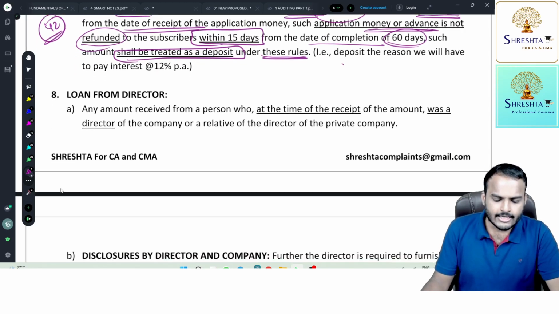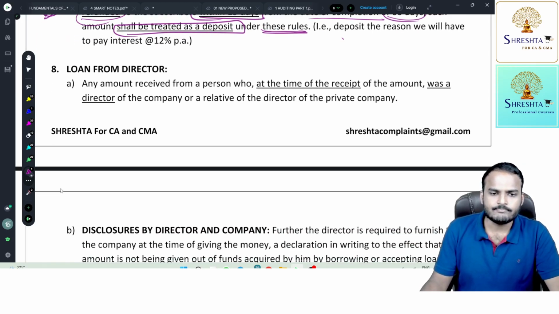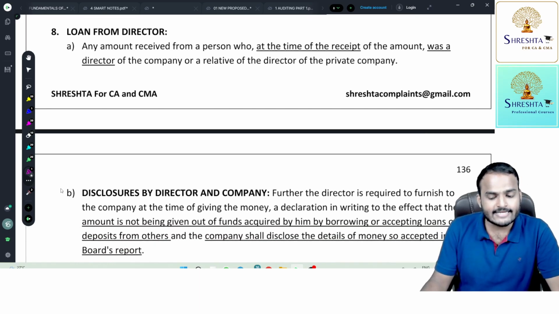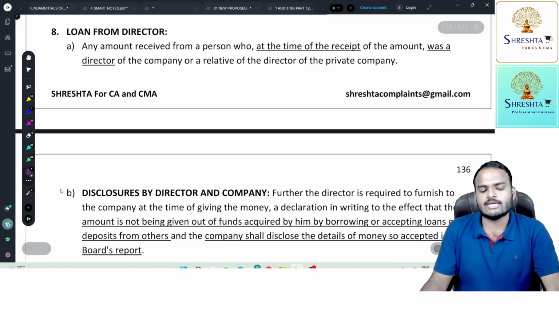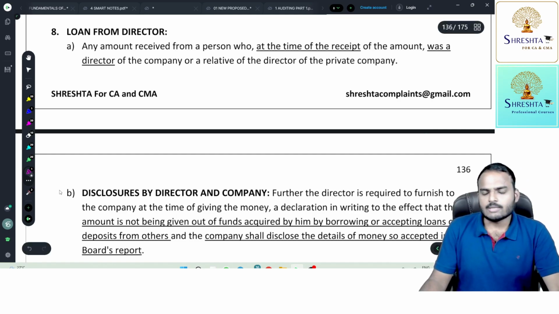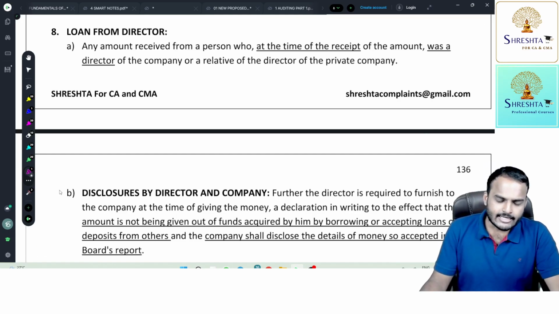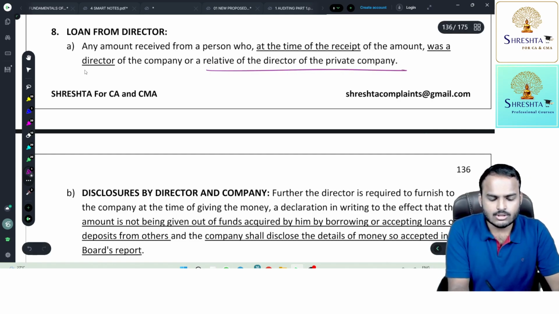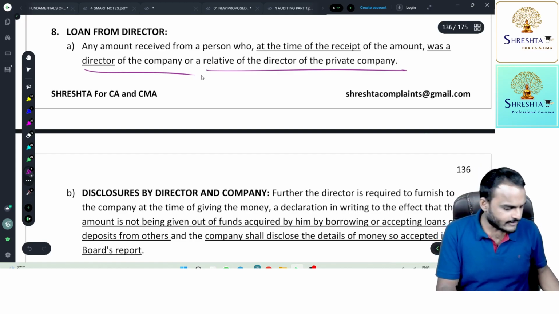Loan from director, any amount received from a person who at the time of receipt of the amount was a director of the company or a relative of the director of the private company. That means, public company can take loan from the directors. Private company can take loan from both directors as well as relative of the director of the company. Understood? So, they're having very limited source of finance.